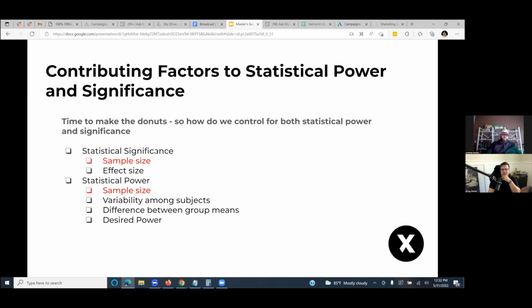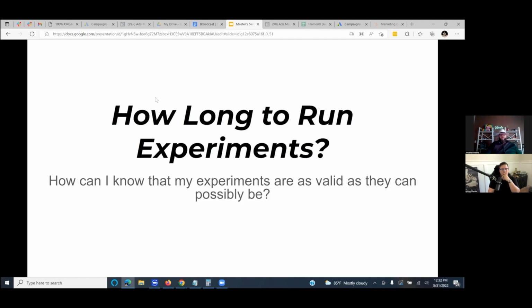So as you can see, even without understanding the math behind this, which I do not wish to explain to everyone today, and you'll forgive me for not doing that, you can see that the commonality is sample size. So in other words, the way to ensure that your experiments are as valid as they possibly can be is to ensure that you have run them long enough.